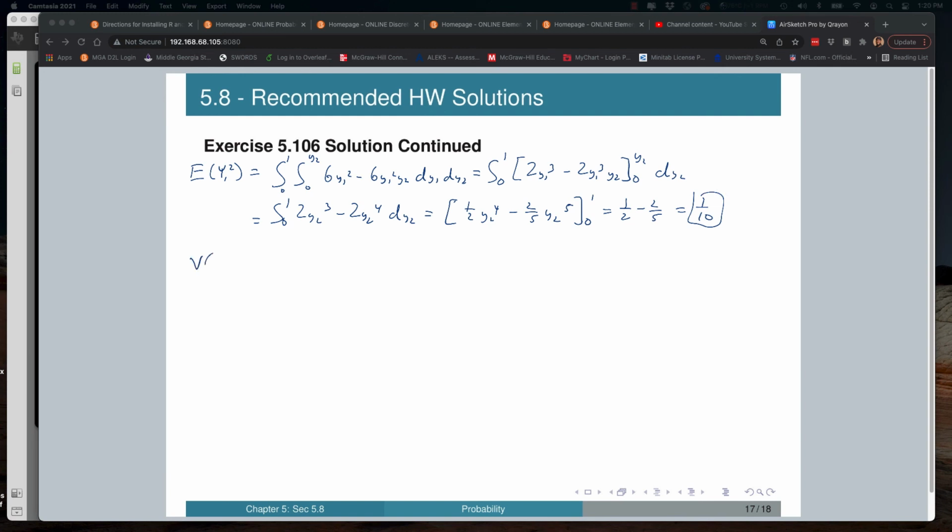So now we know the variance of y sub 1, because we can take that 1/10 minus the expected value of y sub 1 squared, which was 1/4 squared, which equals 3/80. So there's the value we definitely need. I'm going to just box that in red, actually. Got to have that one. All right.